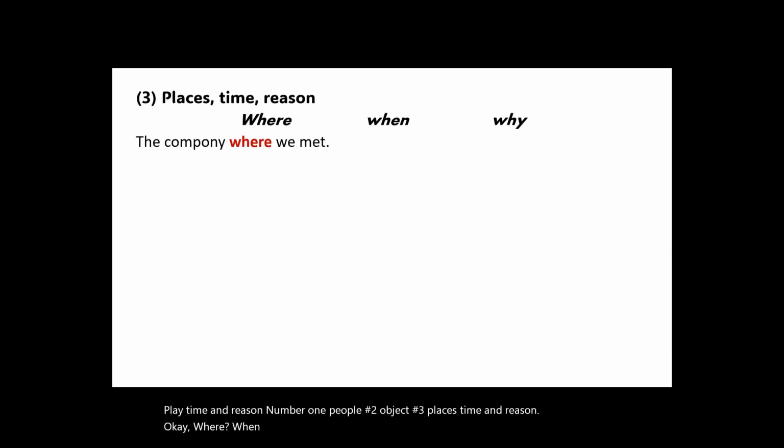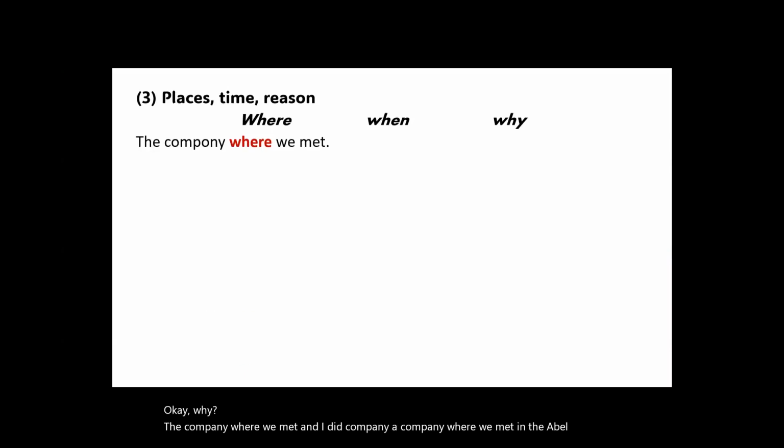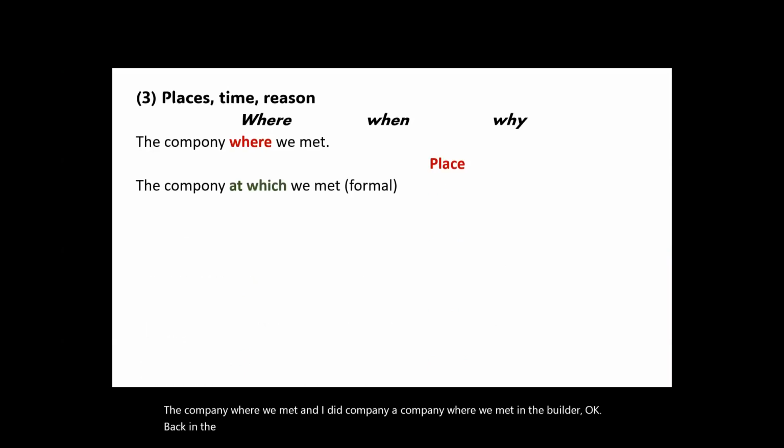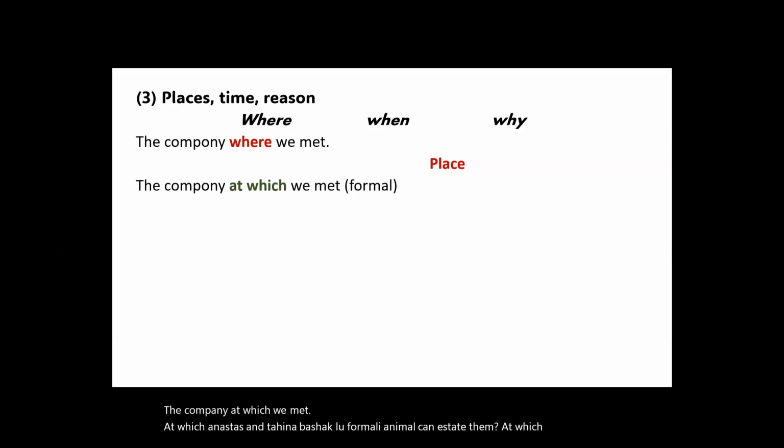Place, time and reason. So number 1 is people, number 2 is objects, number 3 is places, time and reason. Okay. Where, when, why. The company where we met. I gave information here about the company, the company where we met. Okay. That is a place, of course. The company at which we met. I used at which here in a formal way, so I can use at which, but it is formal.